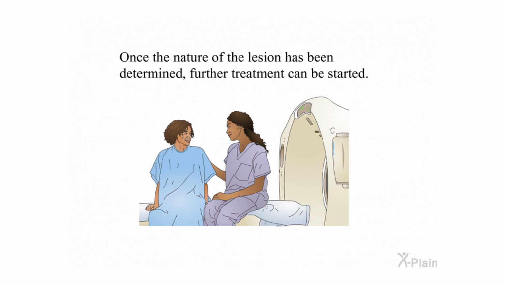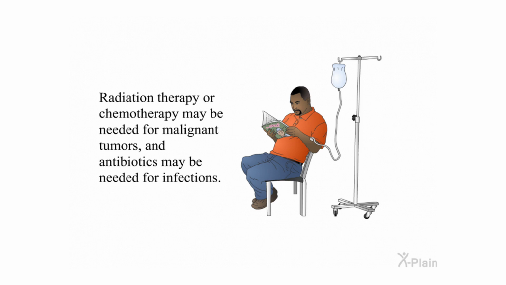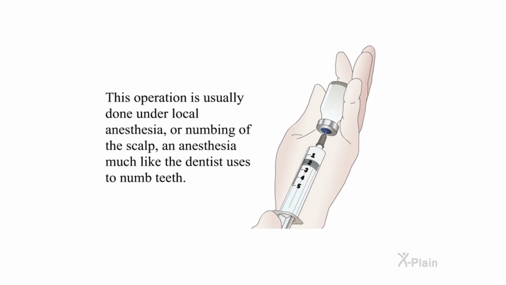Once the nature of the lesion has been determined, further treatment can be started. Radiation therapy or chemotherapy may be needed for malignant tumors, and antibiotics may be needed for infections. Procedure. This operation is usually done under local anesthesia, or numbing of the scalp, an anesthesia much like the dentist uses to numb teeth.